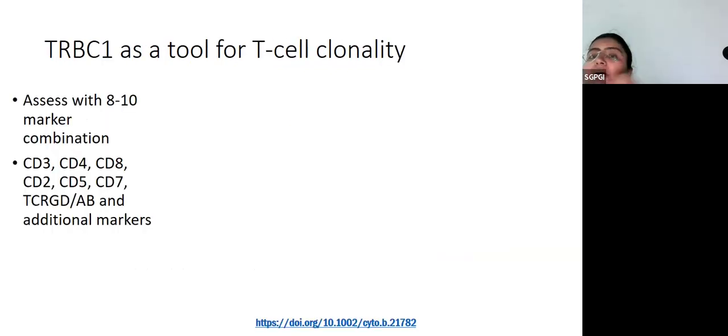So when you want to assess TRBC1 as a tool for T cell clonality, you cannot assess it in a marker combination which only has CD3, 4, and 8. You need other markers to resolve it. So you have to assess it with an 8 to 10 color marker combination. Preferred would be to have multiple T cell markers, so CD3, 4, 8 to split your cells, to identify CD3 negative cells or to identify abnormal T cells with loss of CD5, loss of CD7, loss of CD2. You would want CD2, CD5, and CD7. And you also require the presence of TCR gamma delta or alpha beta. If you have both, great, but at least one of these you should have.